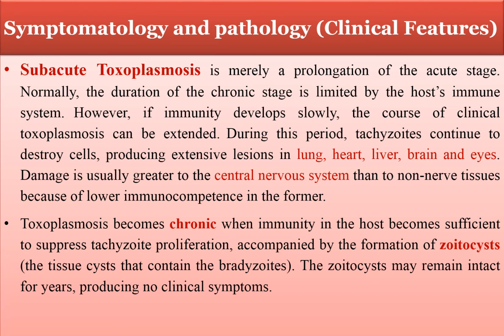During this period, tachyzoites continue to destroy cells, producing extensive lesions in lung, heart, liver, brain, and eyes. Damage is usually greater to the central nervous system than to non-nerve tissues because of the lower immunocompetence in the former. Toxoplasmosis becomes chronic when immunity in the host becomes sufficient to suppress tachyzoite proliferation, accompanied by the formation of zoitocysts, the tissue cysts that contain the bradyzoites.